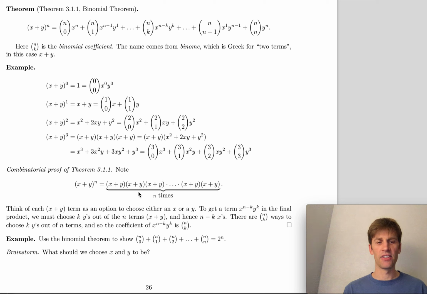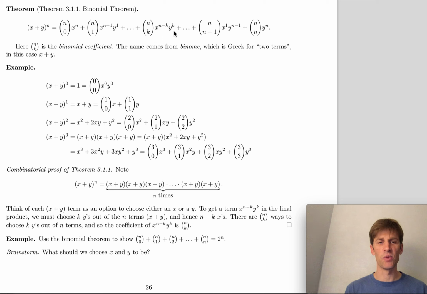Now, out of these n terms, I'm either choosing the x or the y from each one. How many different ways could I choose k y's out of these n terms? That's exactly n choose k. So that's where this coefficient n choose k is coming from.